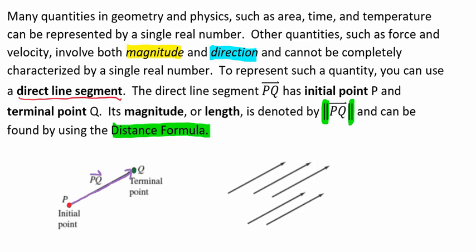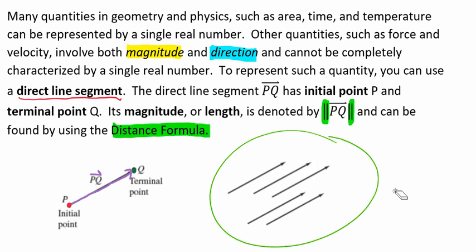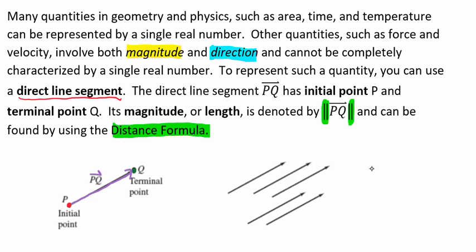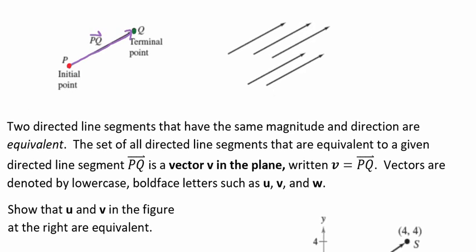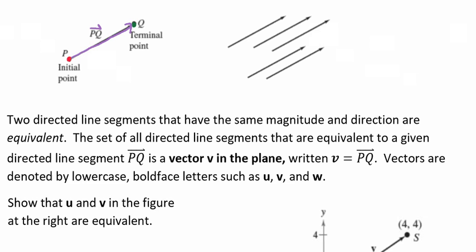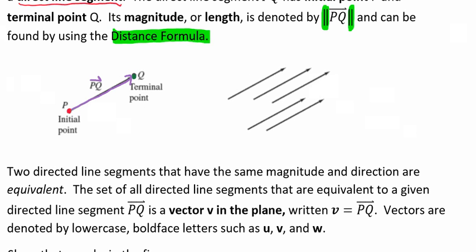Now, over here on this right-hand side, we see a whole bunch of different vectors. And so we kind of want to think, wow, could those be equivalent? And what does it mean to be equivalent if you're a vector? So here we see that two directed line segments that have the same magnitude and the same direction are going to end up being equivalent.